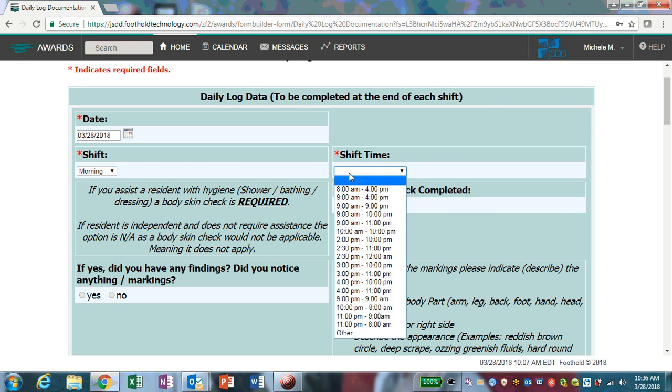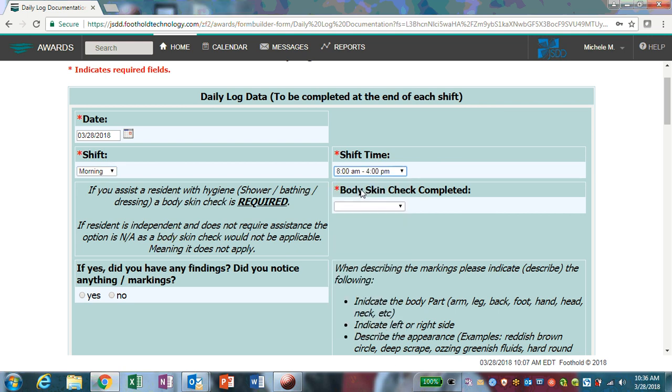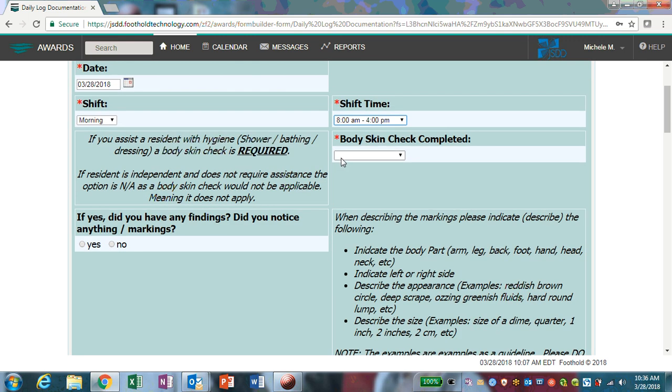I'm going to select the time. I'm going to select if a body skin check was completed. You'll notice it says yes or not applicable. Not applicable means that you were not able to actually complete a body skin check, either because the resident does not require assistance with hygiene, so you wouldn't be in the bathroom with them assisting them, and therefore you would not complete a body skin check.